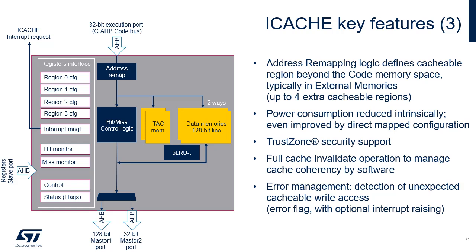An error flag and possibly an interrupt are raised whenever an unexpected cacheable write access is received on the execution port. The ICACHE does not manage AHB bus errors returned to master 1 or master 2 ports. It simply forwards the AHB response received on the master port back to the processor.